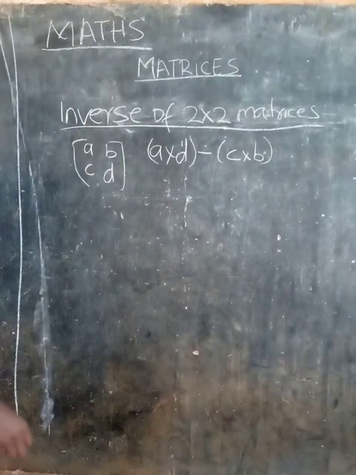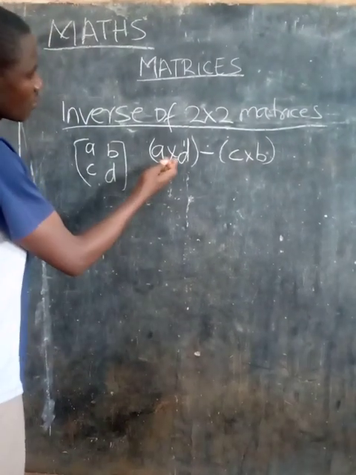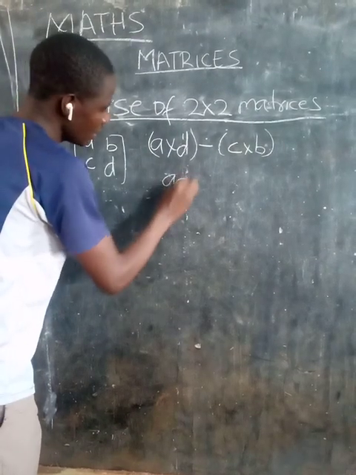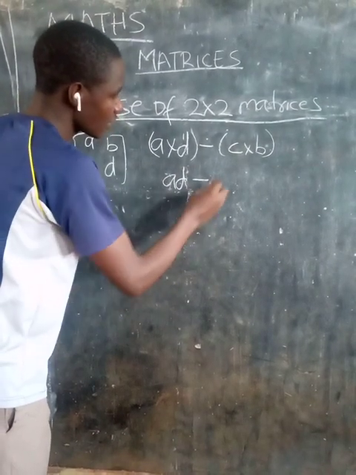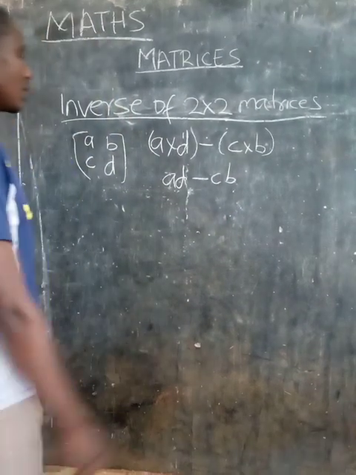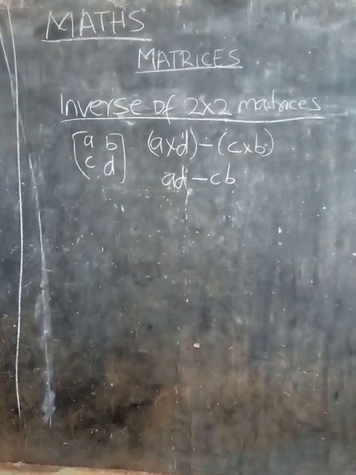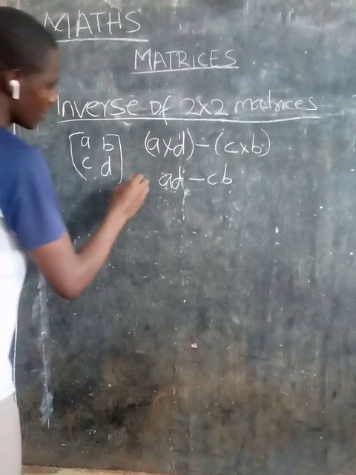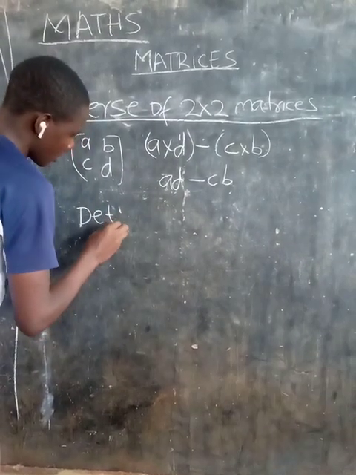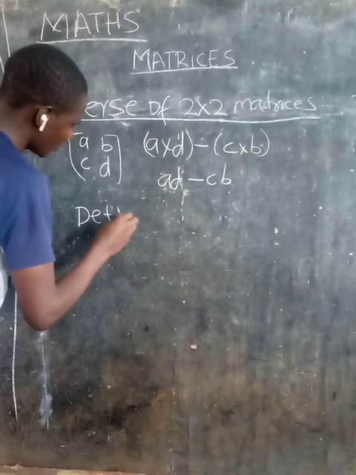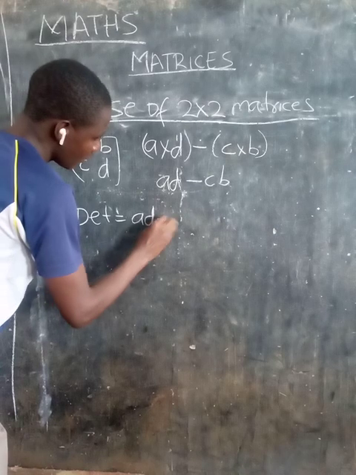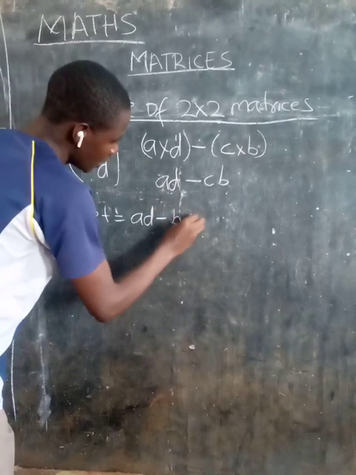What do we get when we multiply D by A? We get AD minus CB, or BC. And that is our determinant. Our determinant will be equal to AD minus BC, or CB.